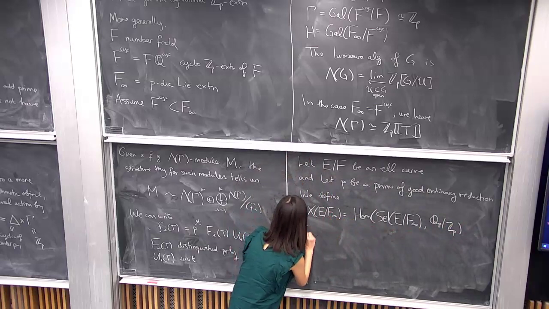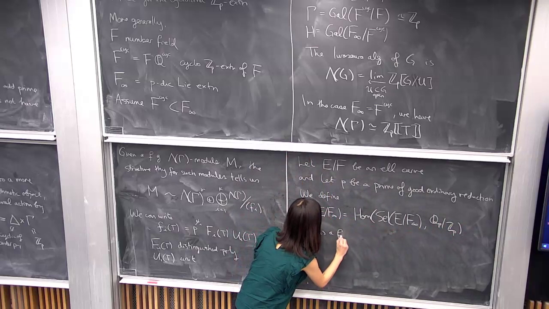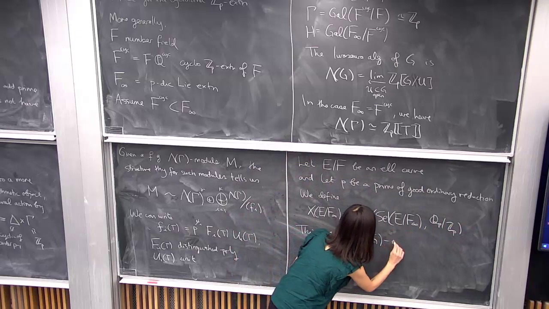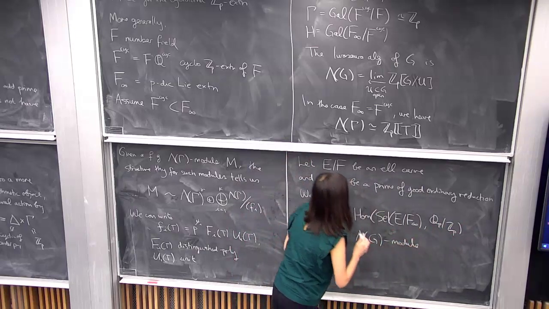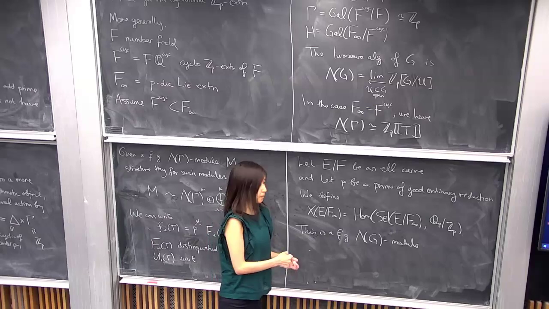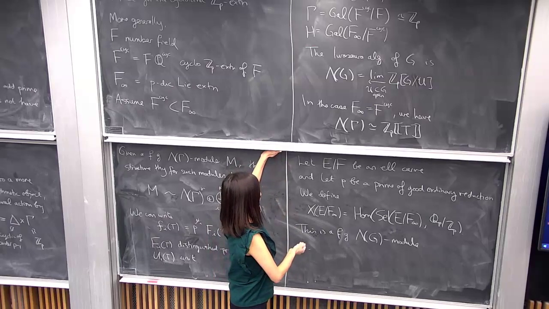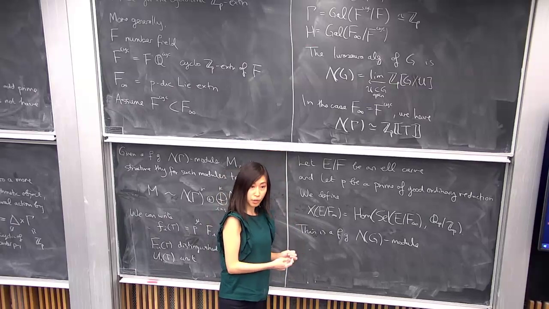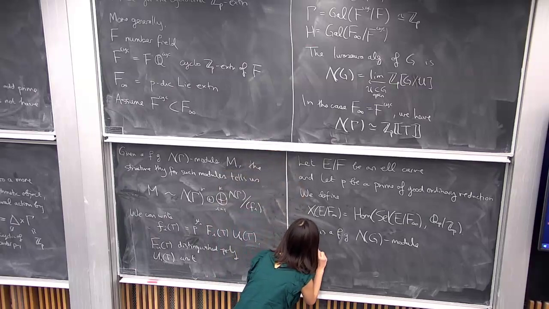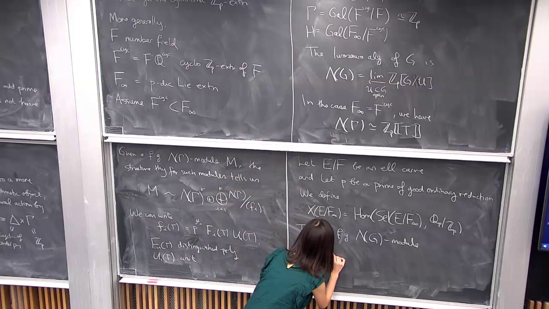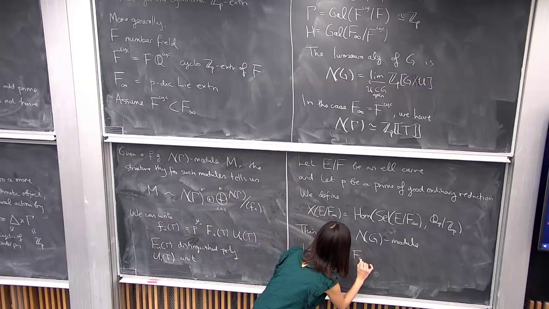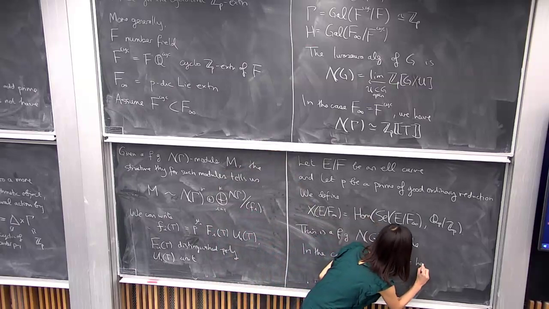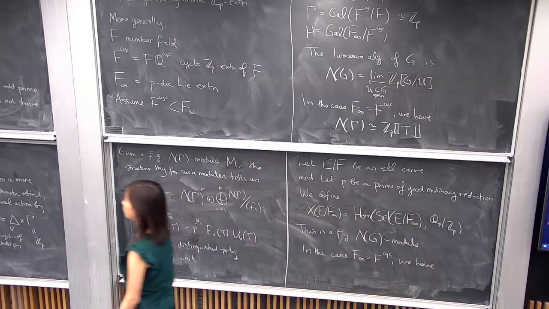And then this is a finitely generated Iwasawa algebra, Lambda(G)-module. In the case where F infinity is equal to the cyclotomic Z_p extension, we expect it to have really nice module-theoretic properties. In addition to this, Mazur's conjecture.